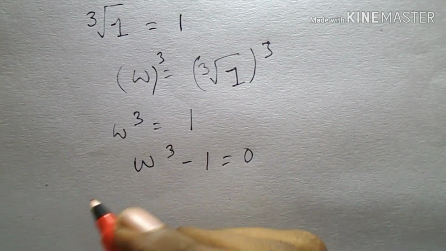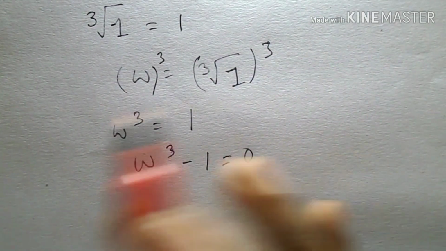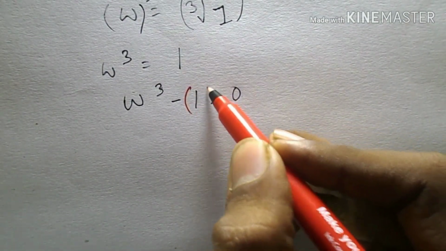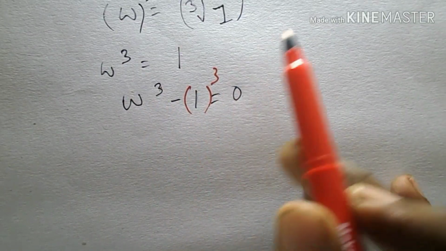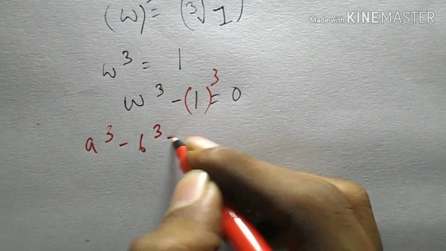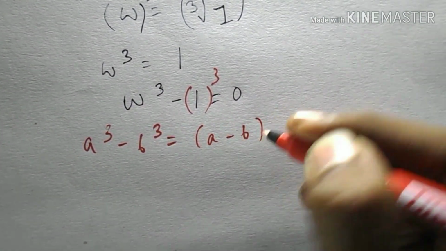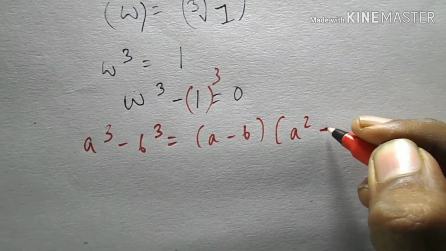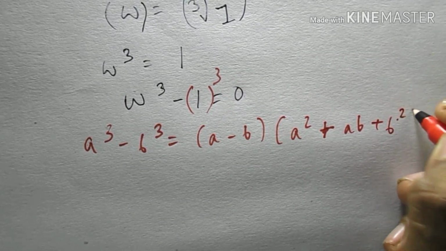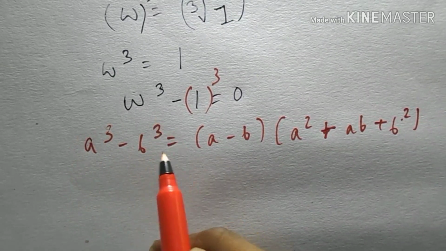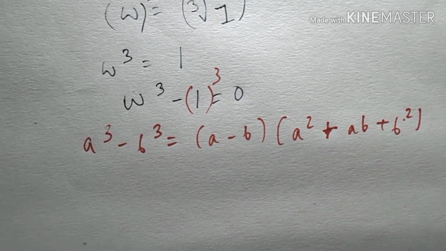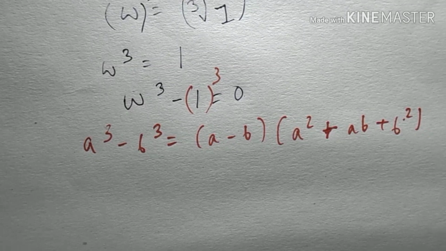Now what we are going to do is remember a bit of algebra. Omega cube minus 1: 1 can be written as 1 cube, that does not affect anything. Now remember the formula we studied in algebra: a cube minus b cube equals a minus b times a square plus ab plus b square.